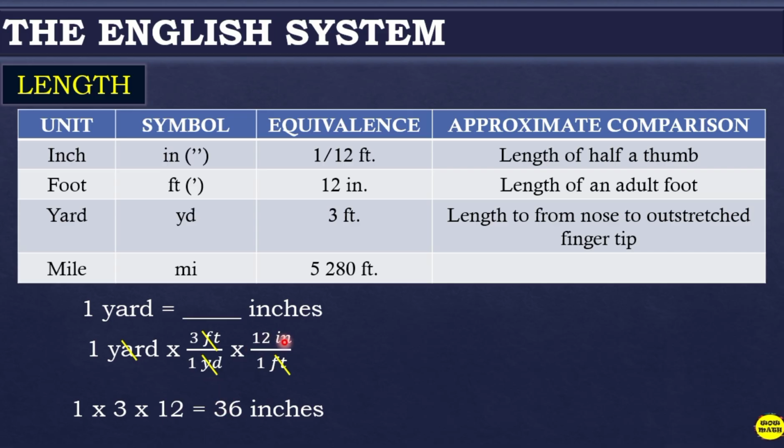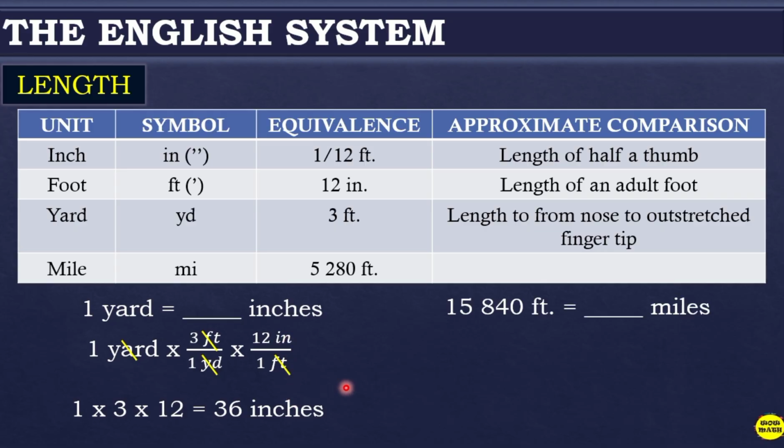Ano yung naiwan na unit? Inches. Okay? So, kung mapapansin nyo, puro symbol lang po ang ginamit ko dito. So, ito po ang way ng pag-convert ng English to English units. Okay? So, therefore, 1 yard is equivalent to 36 inches. Okay? Kung ano po yung naiwan na unit.